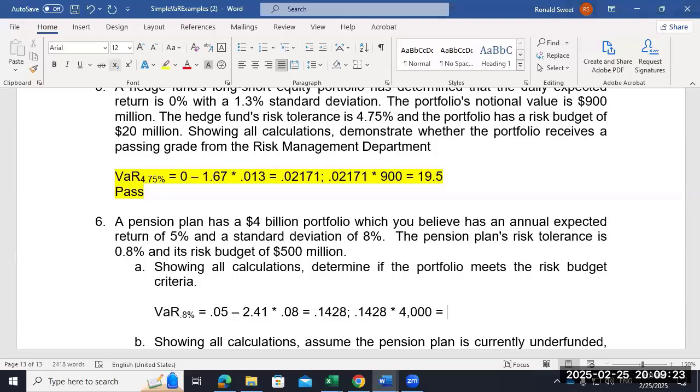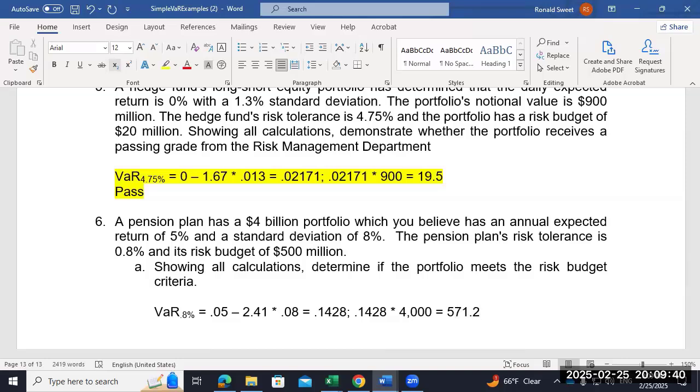Like 300 million or so. How much is that? It's over 500 million. Has someone got that number? Not 571. All right, so it's a fail.